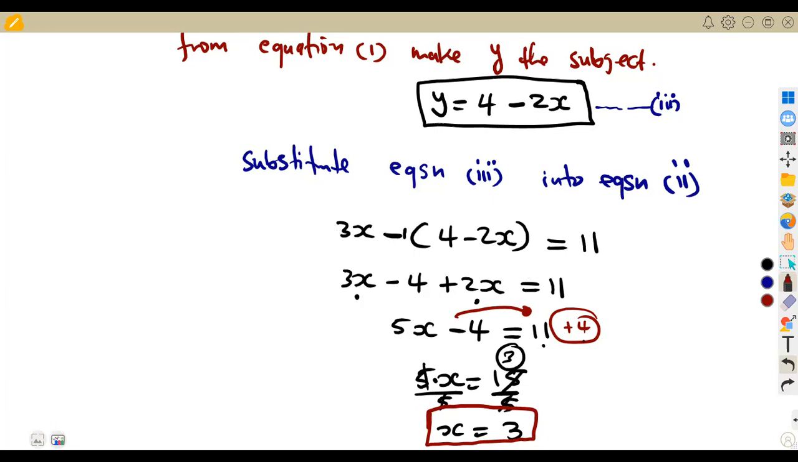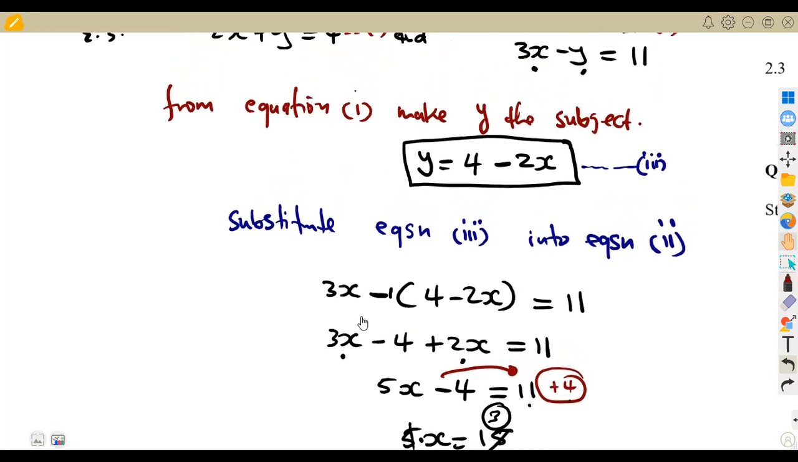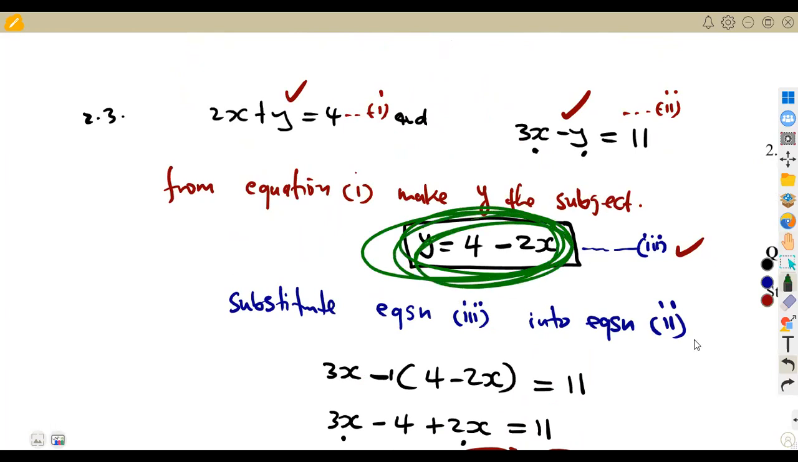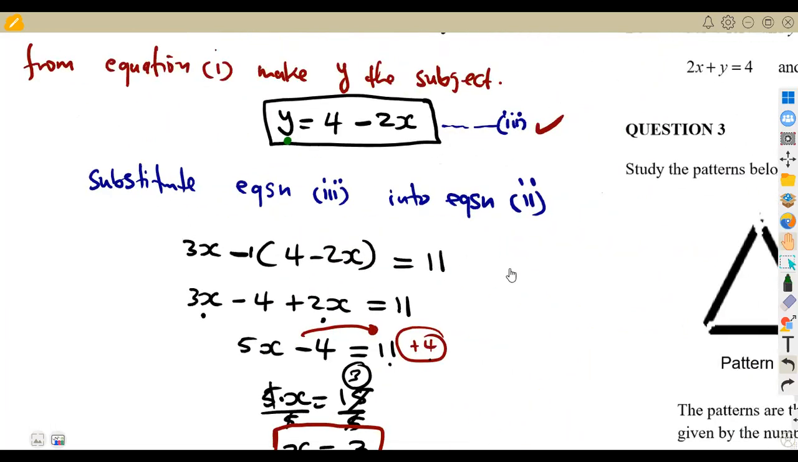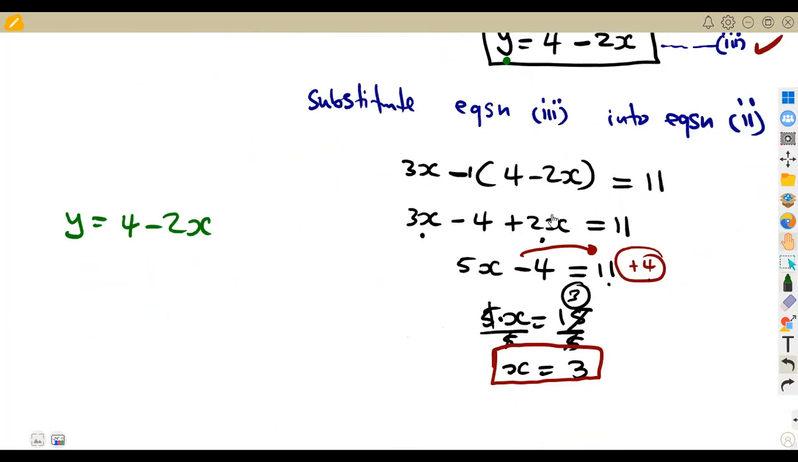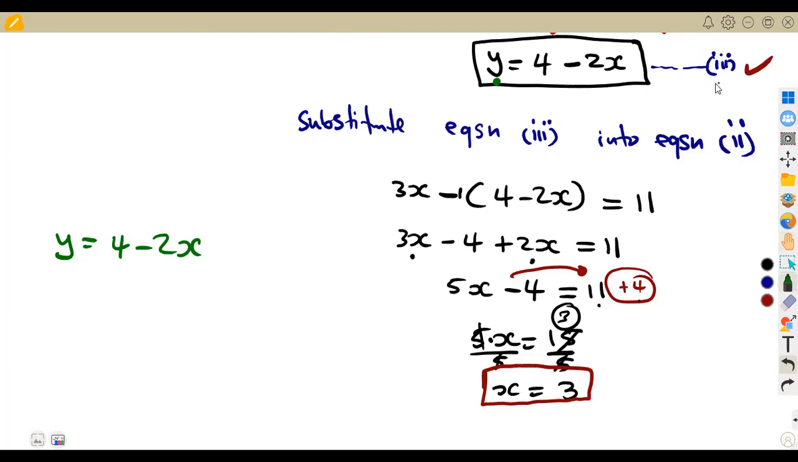So where am I going to find the value of y? To find the value of y by substitution, you can go back and substitute in equation 1. You can even go back to equation 2. You can even go back to equation 3. So as you can see, of all these equations, the best equation to use is equation 3. Why equation 3? Because already y is the subject and we want to find the value of y, because we have written that y is equal to 4 minus 2x, and we have the value of x. Yes, we can substitute in this equation 3. It's best to use because we have the value of x and already y is the subject.